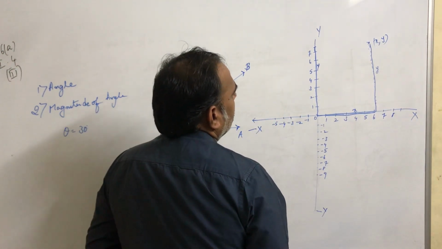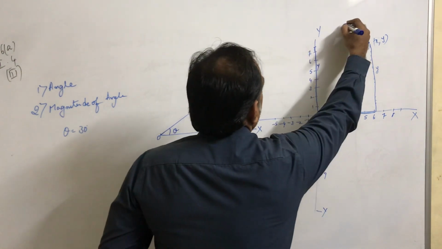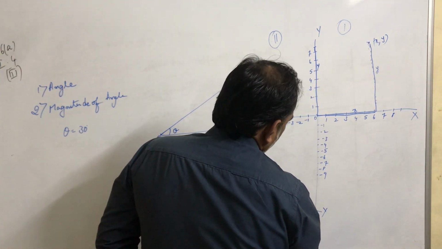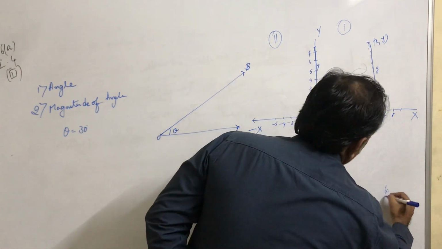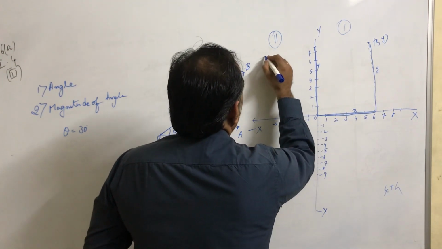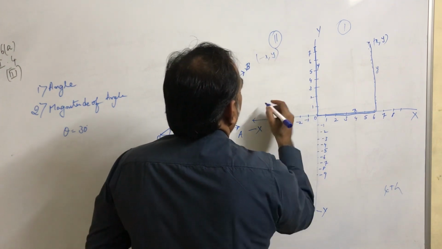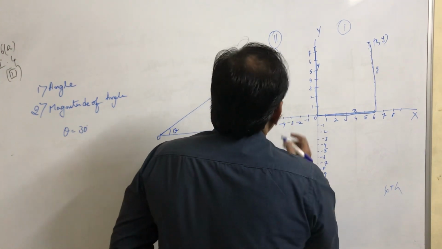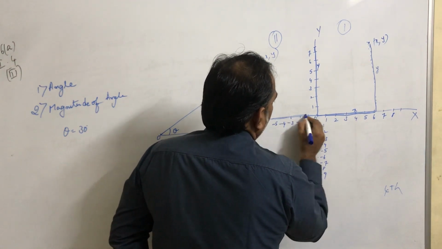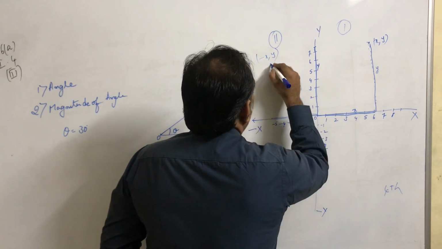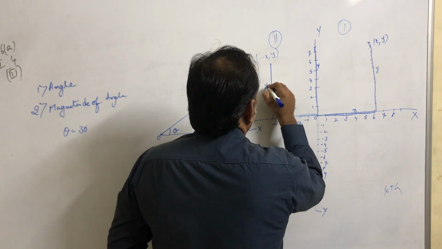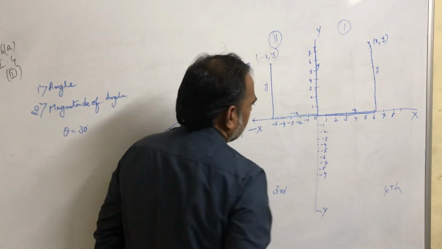Let us say we want to represent a point in the second quadrant. This is the first quadrant, this is the second quadrant, this is the third quadrant, and this is the fourth quadrant. A point in the second quadrant is represented as minus x comma y. Let us say this is the point. That means we need to traverse minus x units along the x direction and y units along the y direction. This is y and this is minus x.